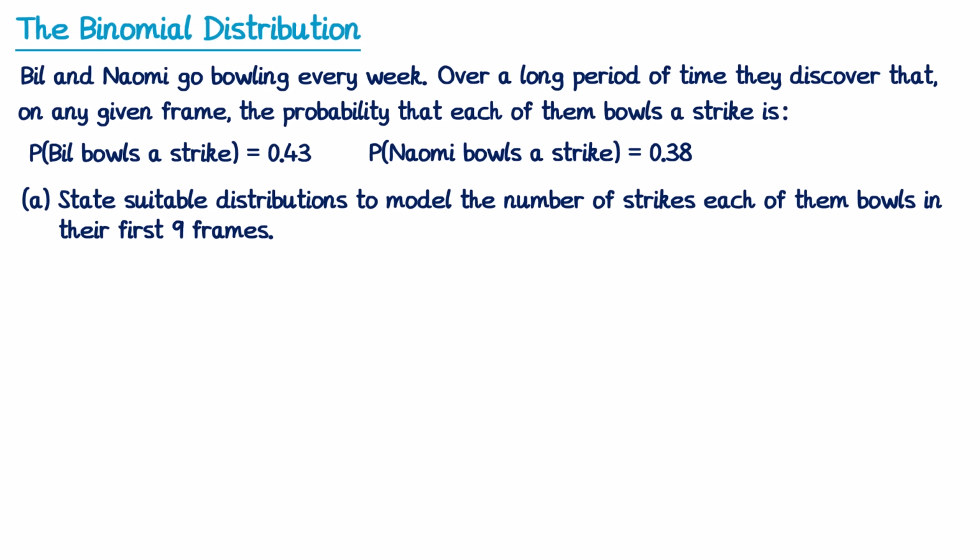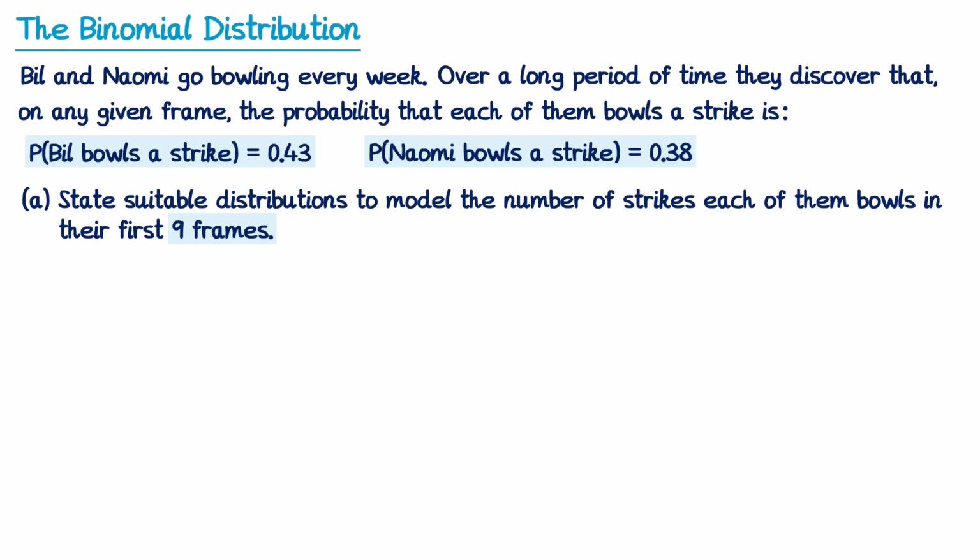Now obviously, given it's this video, it's going to be a binomial distribution, but let's think about why. We need a fixed number of trials, and we can see there are 9 frames. We also need a fixed probability of success, and for Bill that's 0.43 and for Naomi 0.38. We need 2 outcomes, so they're going to bowl a strike or not bowl a strike, and we also require that each of these trials are independent of each other.